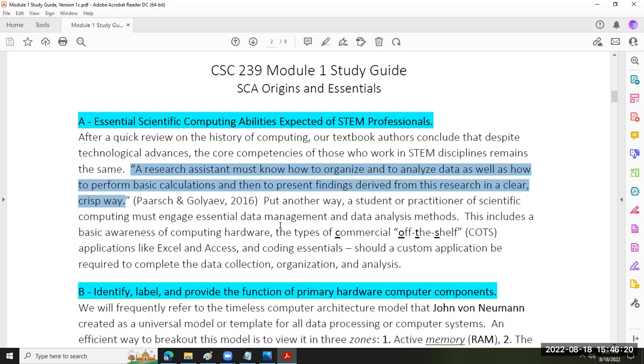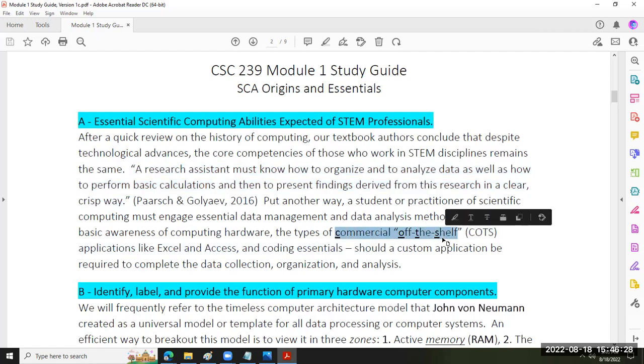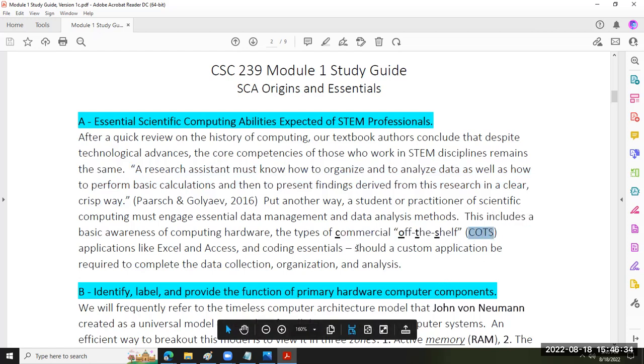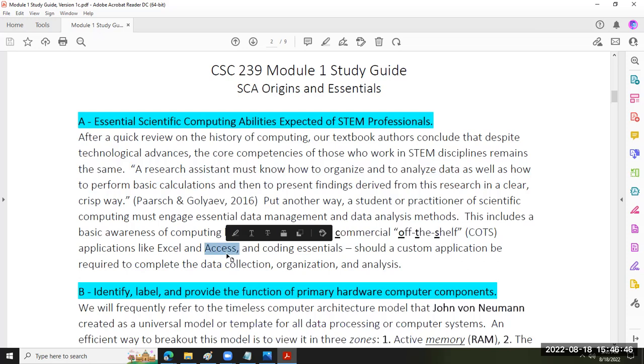Now, one of the things we want you to understand is that sometimes this involves commercial off-the-shelf software. That's an acronym known as COTS. So when you hear the term COTS, if I say, yeah, that application is a COTS application, I'm talking about something you can buy pre-configured. Applications like Excel and Access.